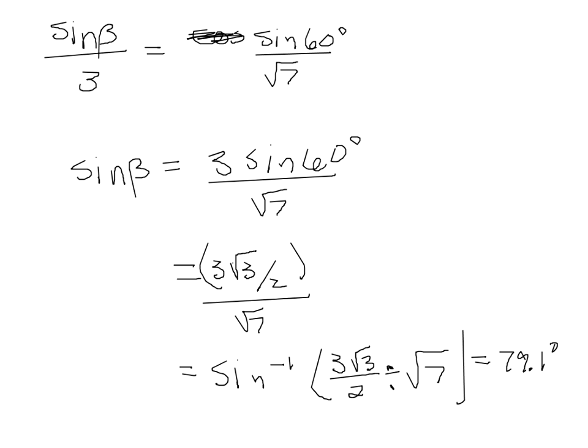Now, do they add up? So if I take 40.9 degrees plus 79 plus 60, does that add up to 180? And it does. So these are probably the correct angles, alpha, beta, and our missing side was the square root of 7. So let's look at one more.